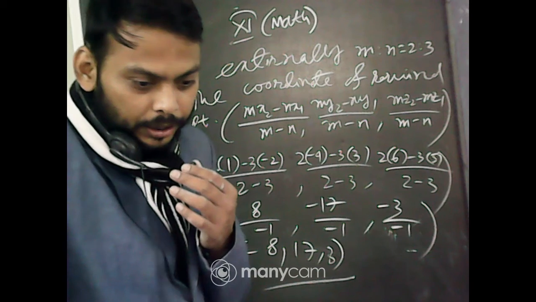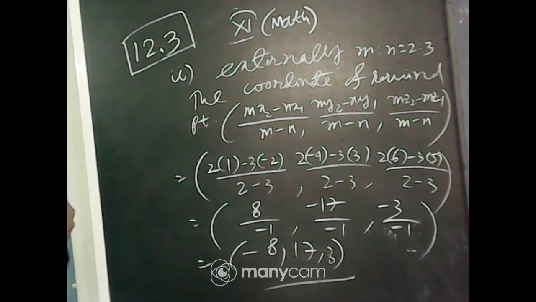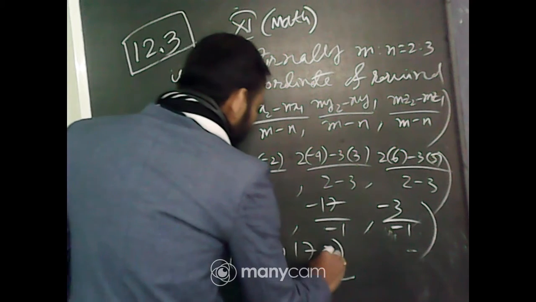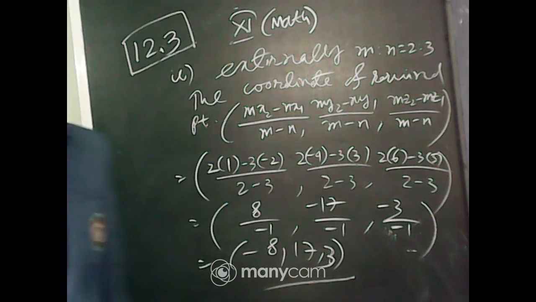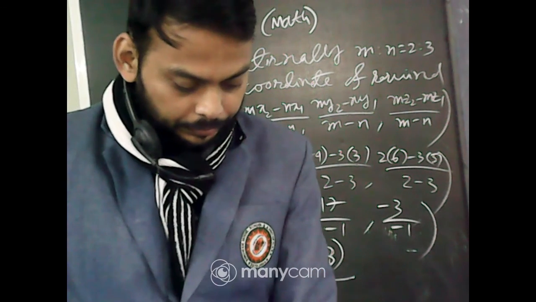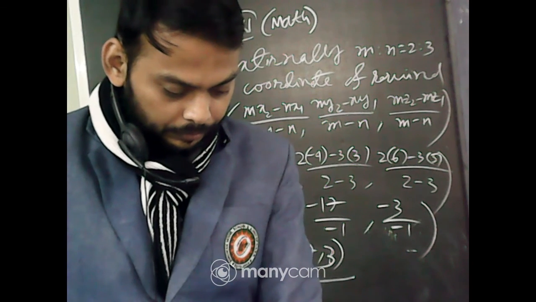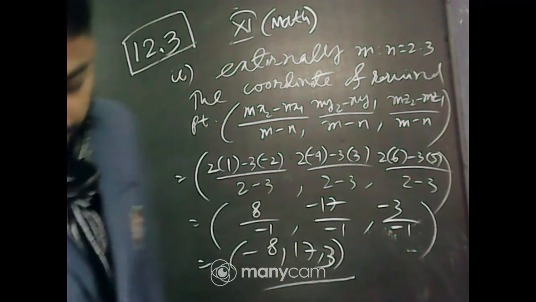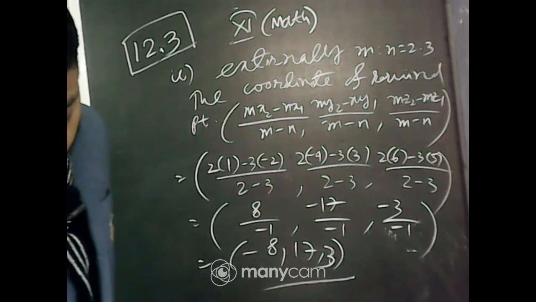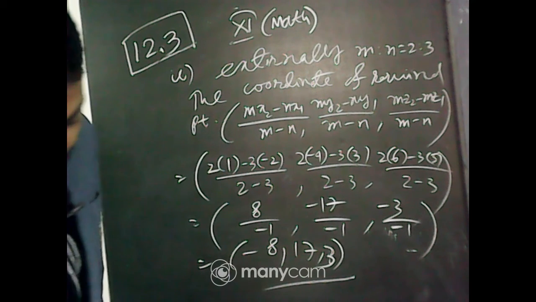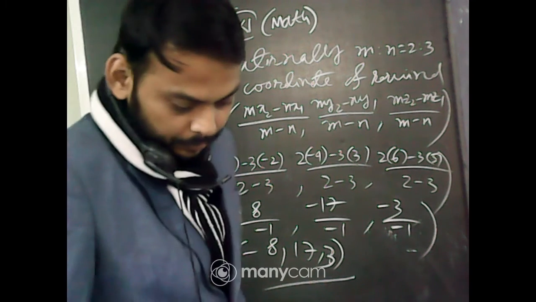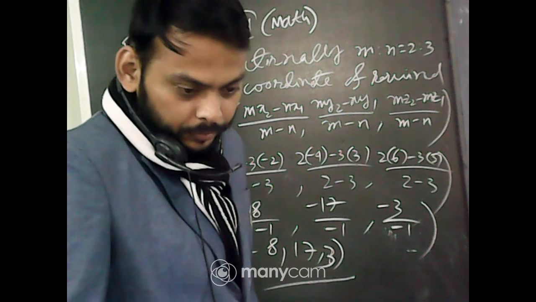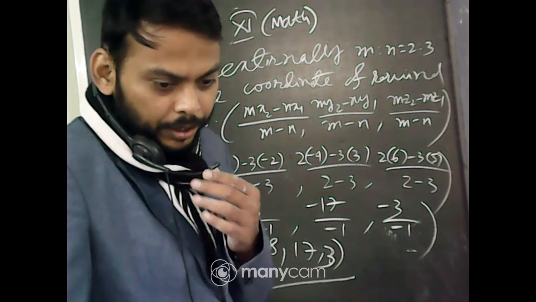Vishal, Jhilam, is it minus 8, 17 and 3 or minus 3? I think 3, yes. Very good. Can I move on to the next question?